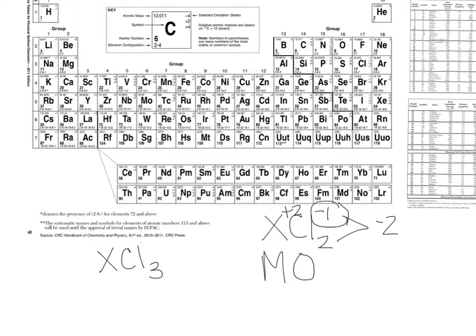Let's do one more example with X and Cl. In this case, again, Cl is -1, and there's 3 of them, so there's a total of -3. The overall charge on our compound needs to be 0, so the charge on X must be +3.